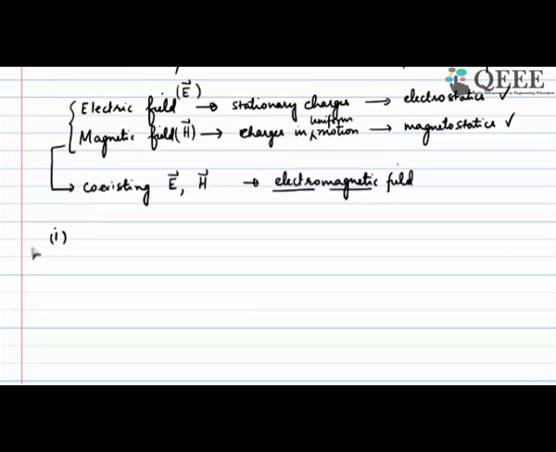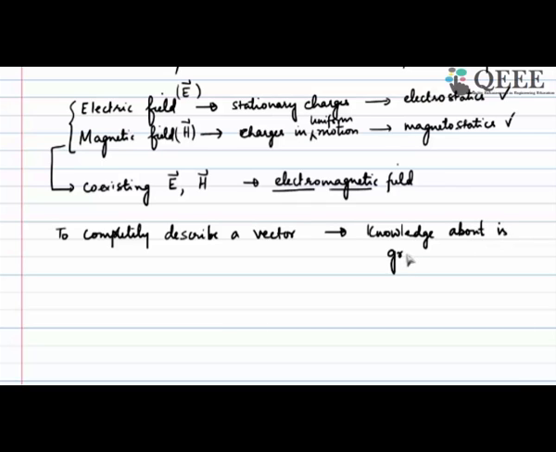So, the first rule, in fact, in any vector, suppose you want to completely describe a vector, this is a result from vector calculus, that you should have knowledge about its divergence and curl. If I know the divergence and curl of a vector, I can uniquely define the vector. This is a result from vector calculus. Now, what is meant by divergence and curl?